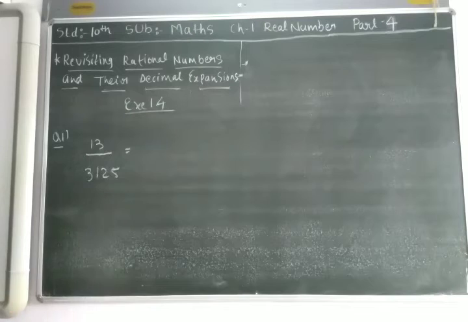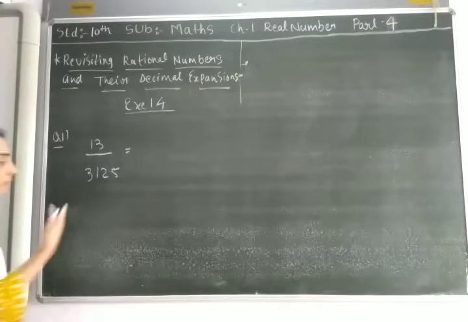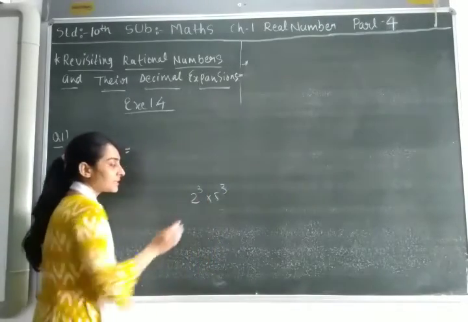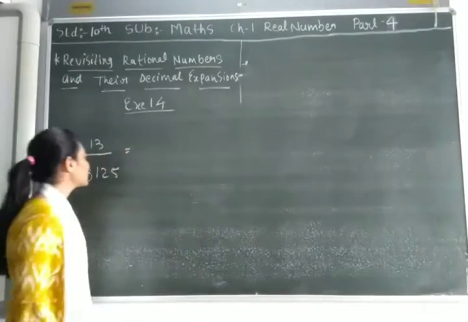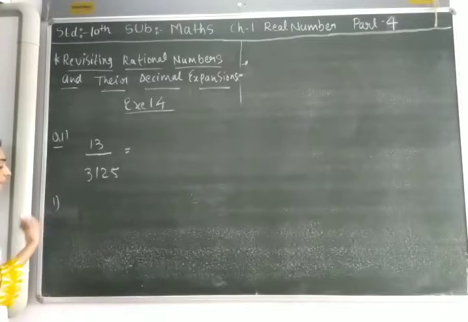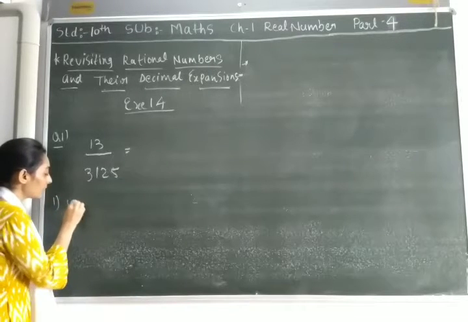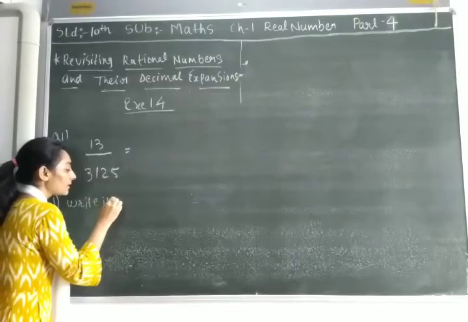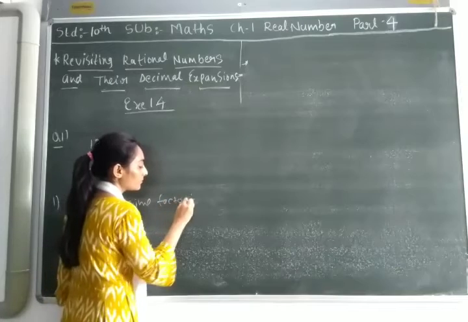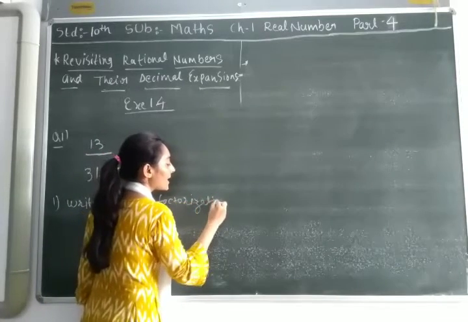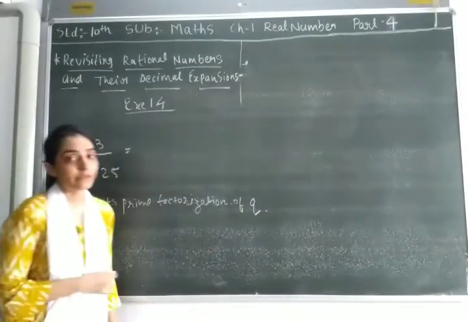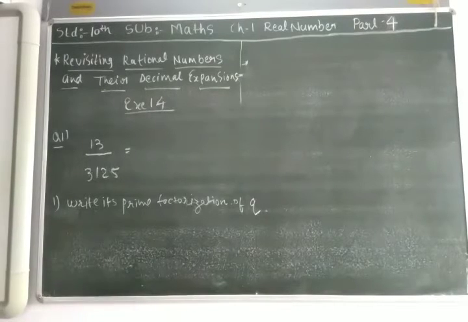Now look at this. Here the denominator is not given in the form 2 raised to 3 and 5 raised to 6, from which we could directly say whether it is terminating or not. But here my denominator is given in digits. So my first step is to write its prime factorization, of the denominator q.